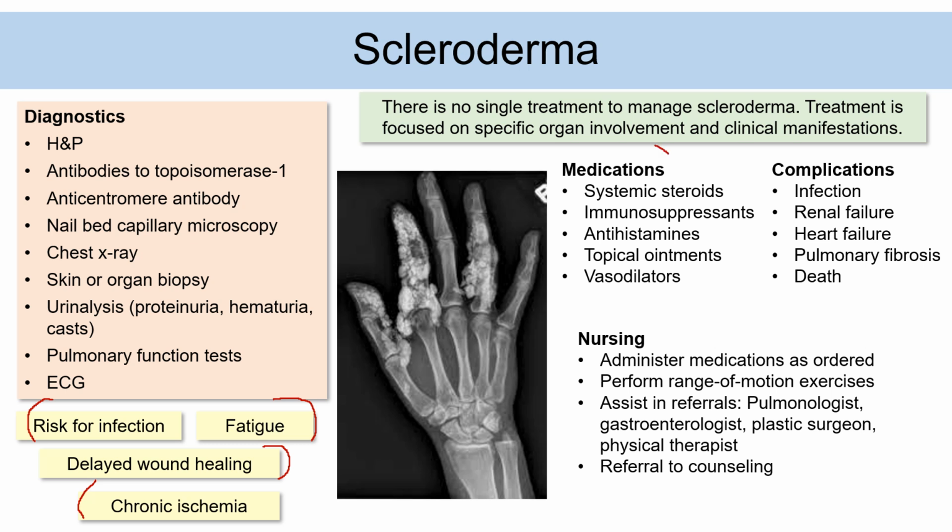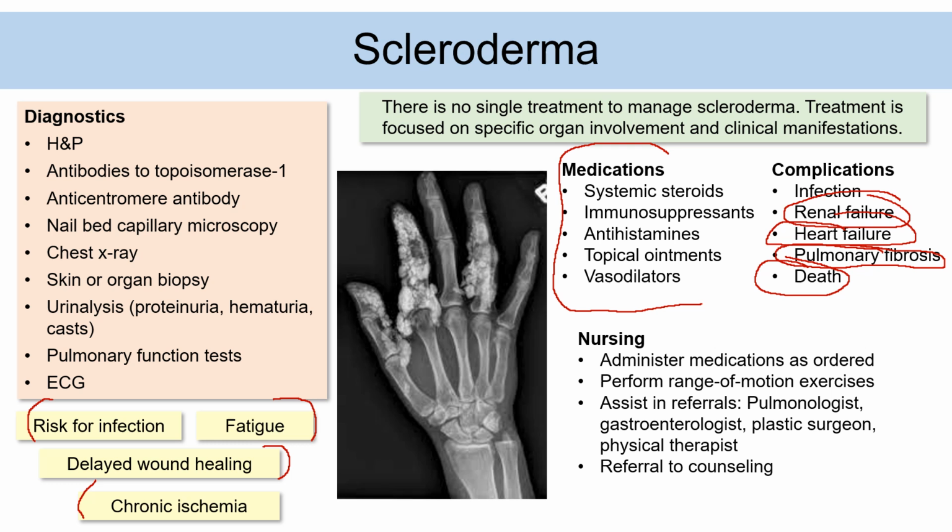So medication-wise, these patients are taking systemic steroids and immunosuppressants, so very high risk for infection. Antihistamines, some topical ointments, and vasodilators, because remember there's that ischemia, so we're going to try to open up those vessels. Ultimate complications are going to include infection, renal failure, because those organs are going to be affected, heart failure, pulmonary fibrosis. The tissue in the lungs is going to become hard and stiff, and the patient can die from progressive severe scleroderma. Okay, so we don't want that.